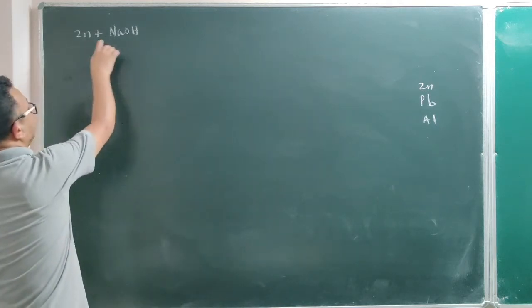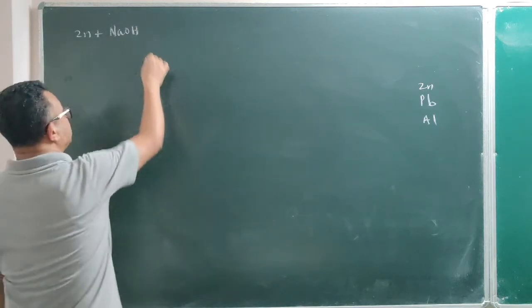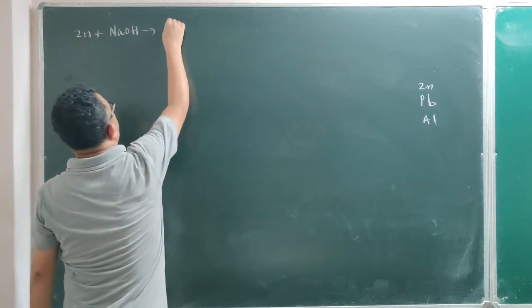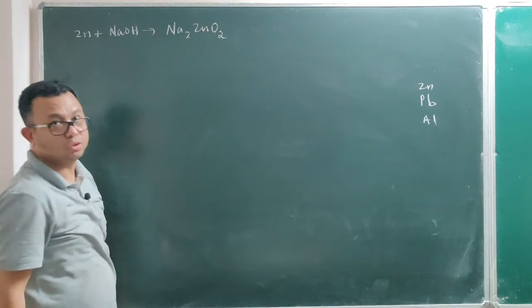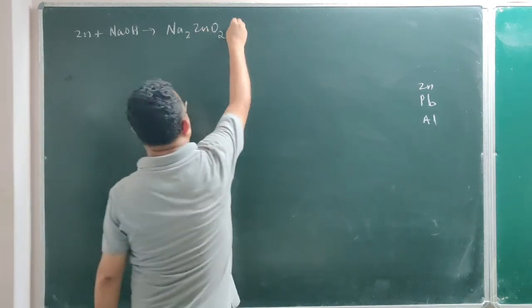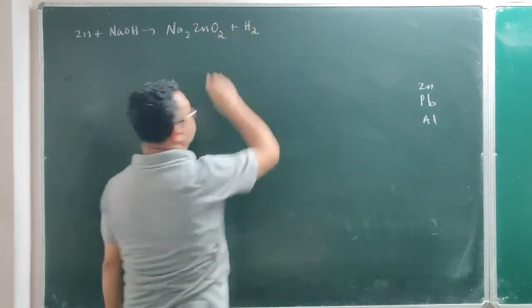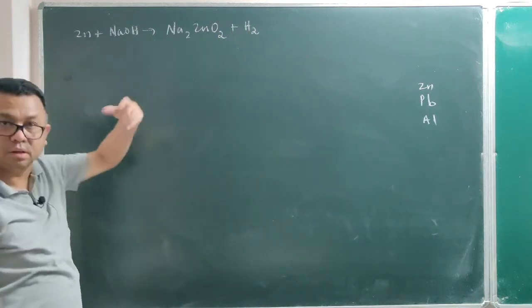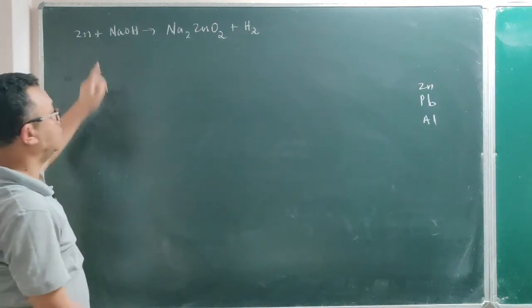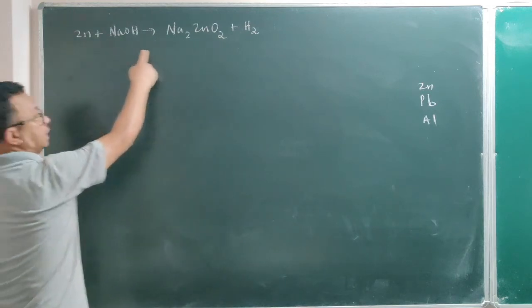So zinc will react with sodium hydroxide to produce a special compound, which is sodium zincate, like in the previous case we had seen. And along with sodium zincate, hydrogen is what is released. Your syllabus also mentions not only the metal but the oxides and hydroxides of the metal. So if only the metal is there, it will give you hydrogen.